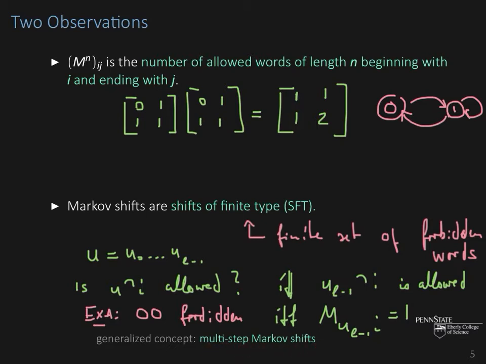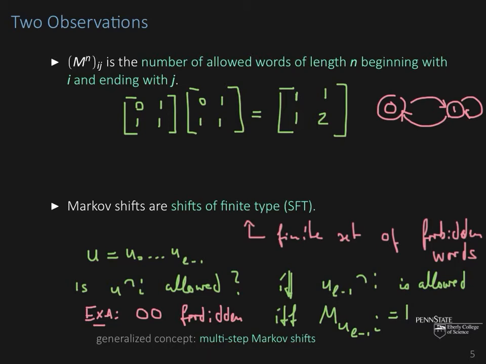So Markov shifts, you can think of them as one-step Markov shifts, right? Because you only have a one-step dependency here for the extension. But now, if you let it depend on, let's say, 2 or 3 or 5 steps, or k, any finite number of steps before, you get the concept of multi-step Markov shifts.